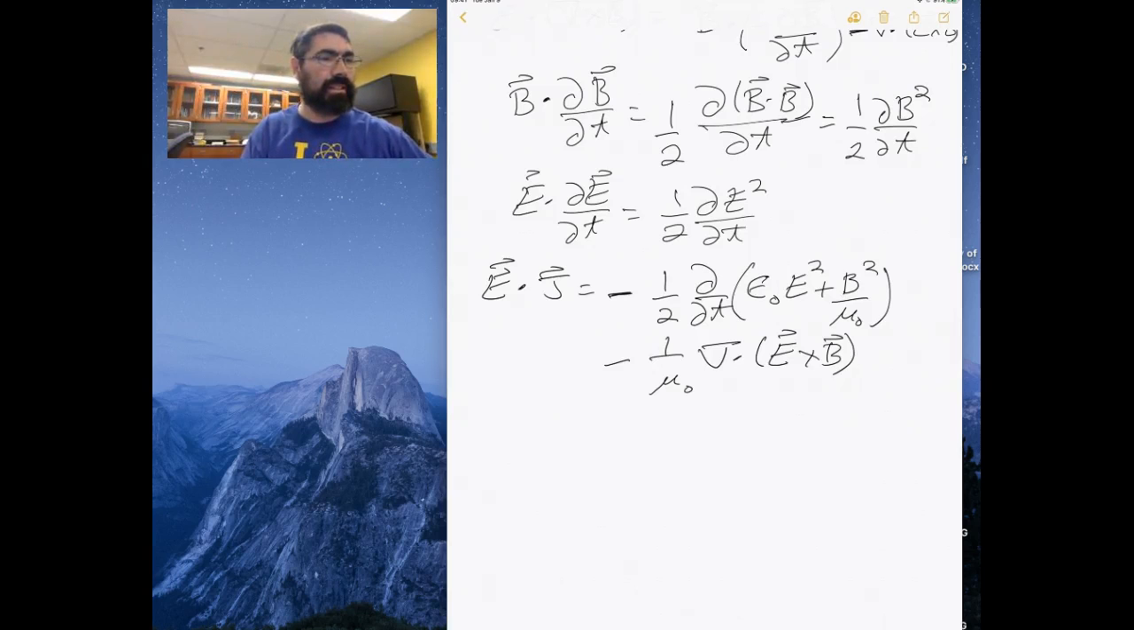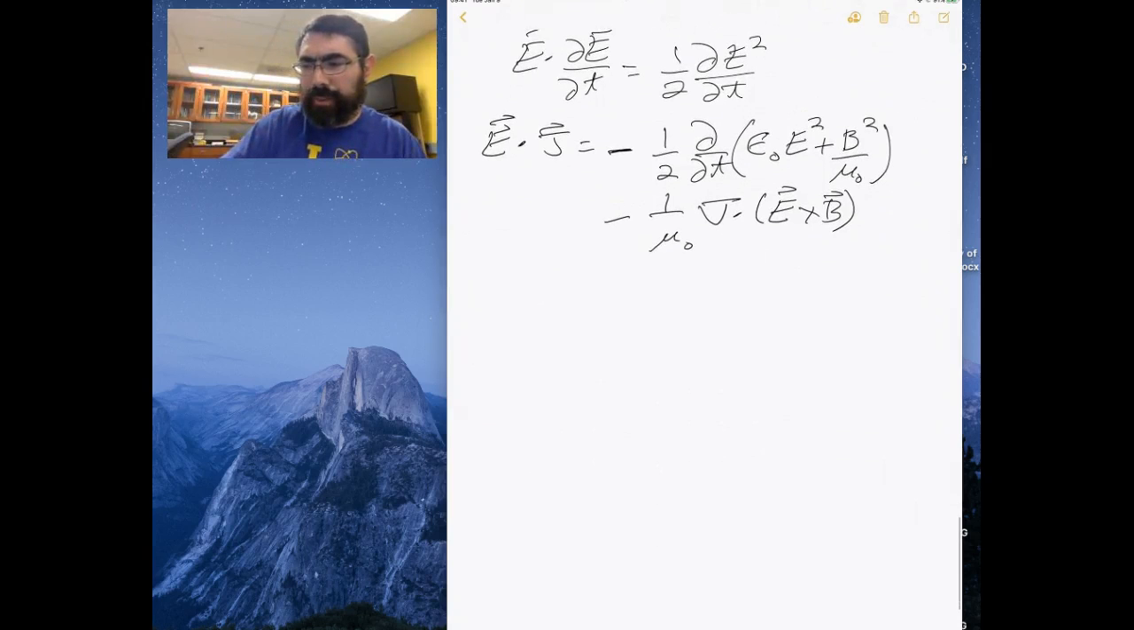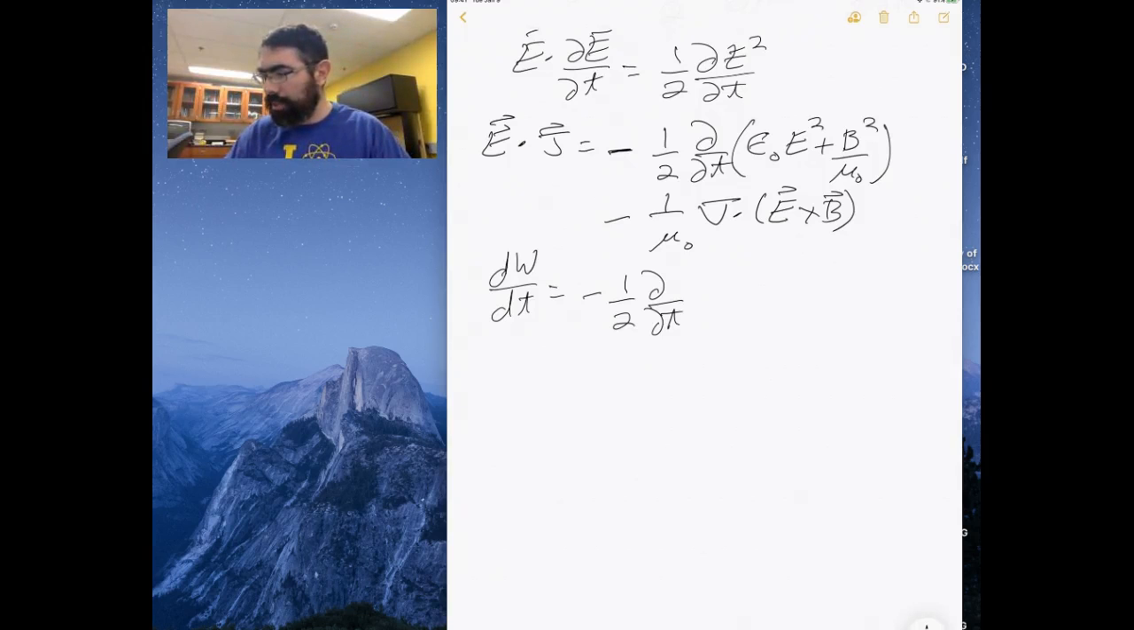Okay, so you basically collect terms, which is nice because now we're getting basically the time derivative of the energy density and this extra term, which is the divergence of the two fields crossed into each other. So that's kind of interesting. Now we'll put that all together and say that the power is equal to minus 1/2 the time derivative of, well, sorry, let me go back.